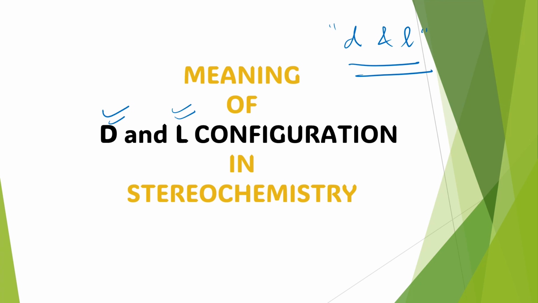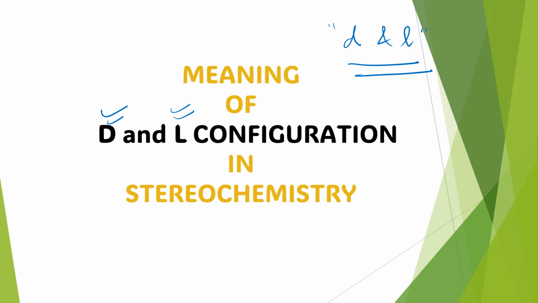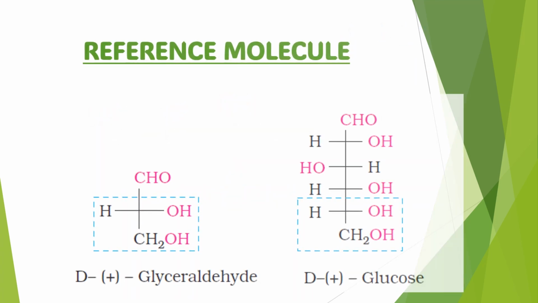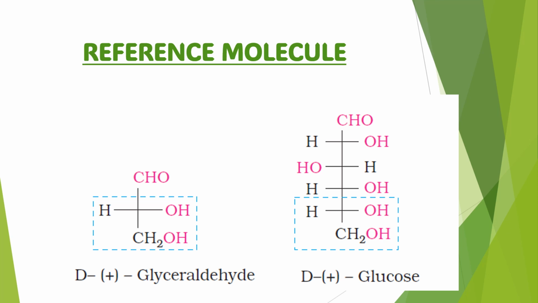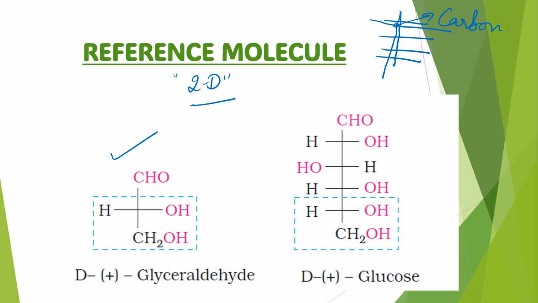Now, for getting the D and L configuration of carbohydrates especially, we take the reference molecule as glyceraldehyde. So, this structure is glyceraldehyde and it is compared with glucose. Basically, there is a vertical line and it has an intersection of a horizontal line. It is the Fischer projection. The intersection point of these vertical and horizontal lines represents the carbon atom. So the Fischer projection is a two-dimensional representation of an organic molecule.